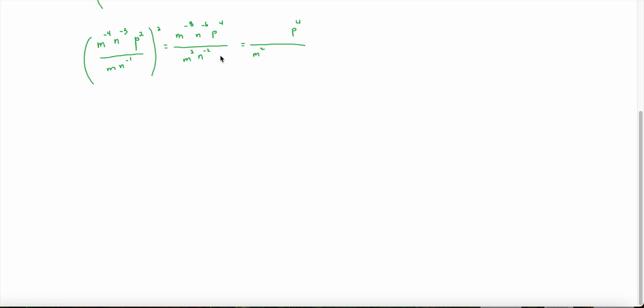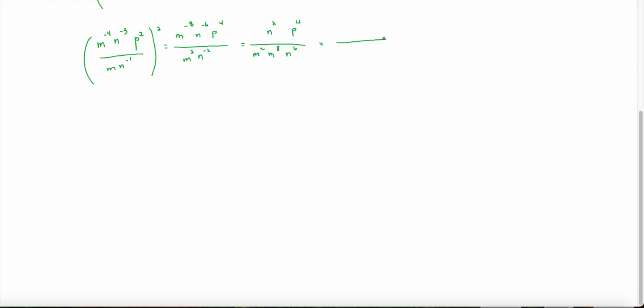So now the negative ones are going to move. So I'm going to go in order. M to the negative 8 will come down and become m to the positive 8. N to the negative 6 will come down and become n to the positive 6. And n to the negative 2 goes up and becomes n to the positive 2. Okay, so now let's see what we can combine.